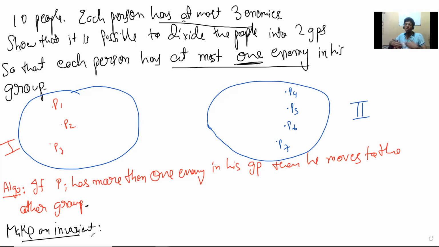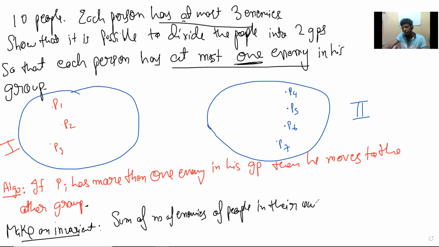We will take the sum of the total number of enemies that someone has in their own group, so that will be the sum of the number of enemies of people in their own group. We have to do it over all the people.